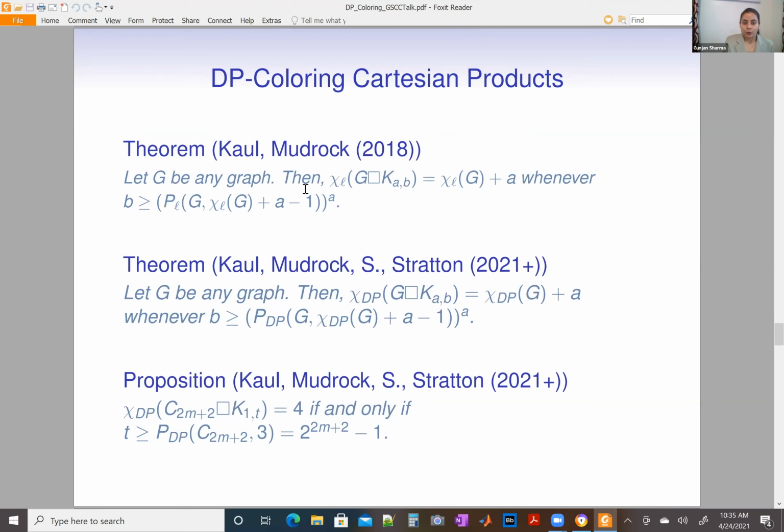Okay, so taking Kaul and Mudrock's 2018 result and taking inspiration from that, we were able to generalize this in the case of DP coloring as well. So we have a very analogous result here. The older upper bound is attainable whenever we have B large enough. But the surprising thing is we can bound this in terms of the DP color function. So that was quite interesting. And this result is actually sharp when G is an even cycle and the complete bipartite graph that is the second factor in the Cartesian product is a star. So we have a sharp result in that case.